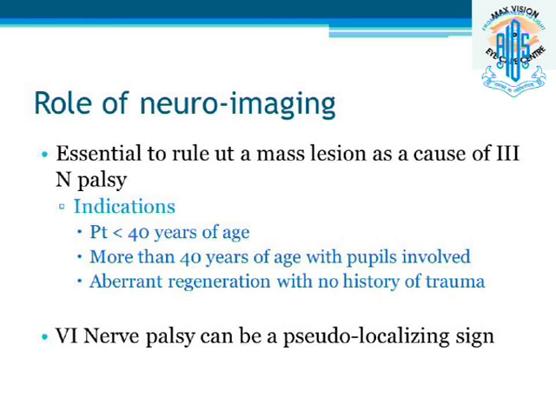Role of neuroimaging is also important. It is essential to rule out a mass lesion in case of third nerve palsy. The indications would be a younger age group, patients more than 40 years of age but with the pupils involved, or aberrant regeneration in the absence of a history of trauma. It is also important to understand that sixth nerve palsy can be a pseudo-localizing sign, harboring papilledema with a tumor in the brain.